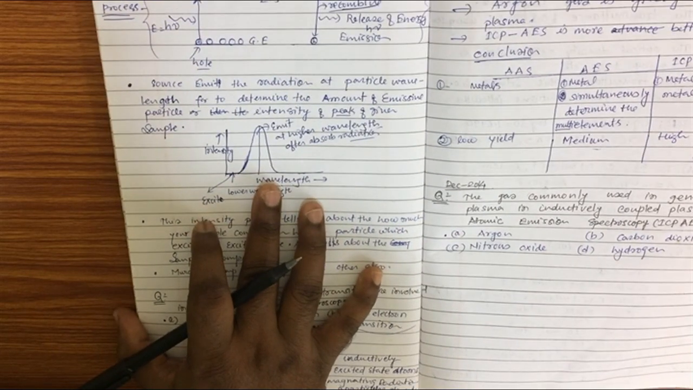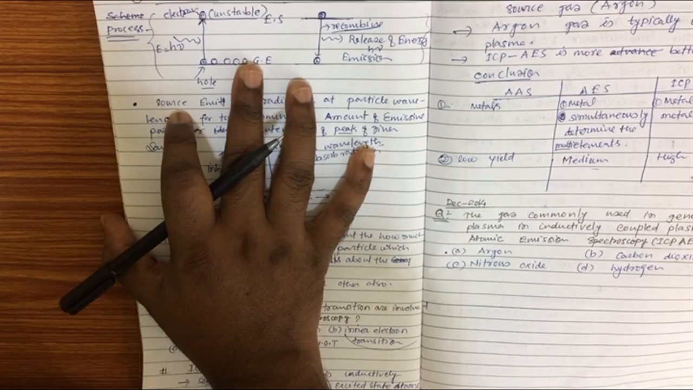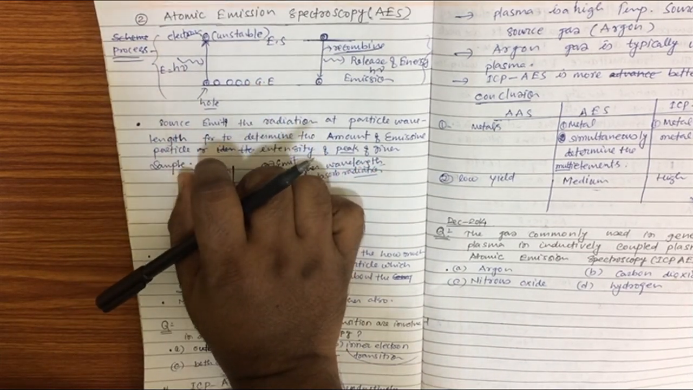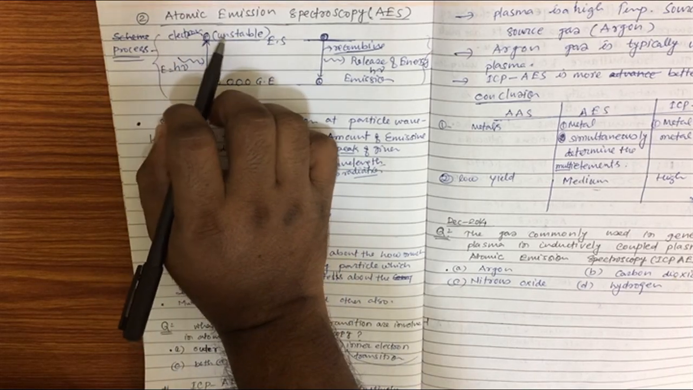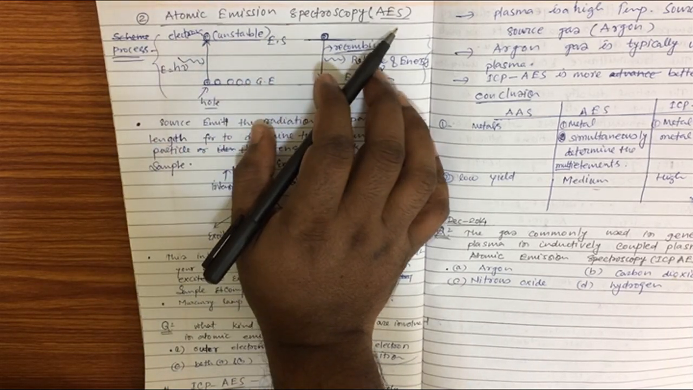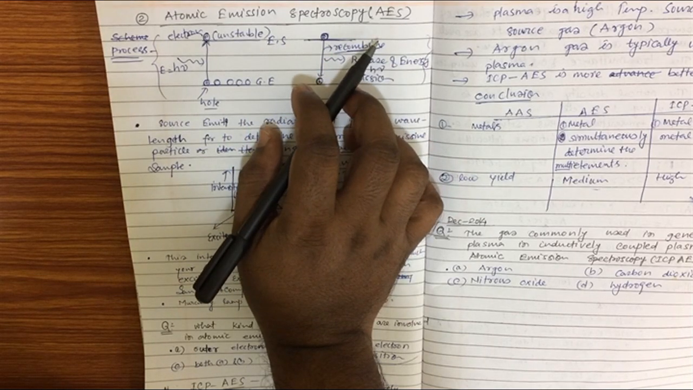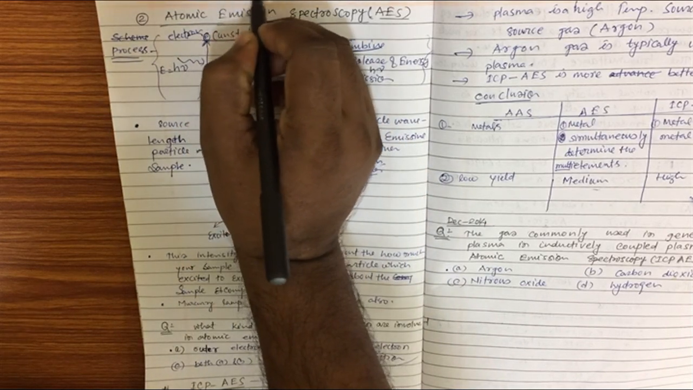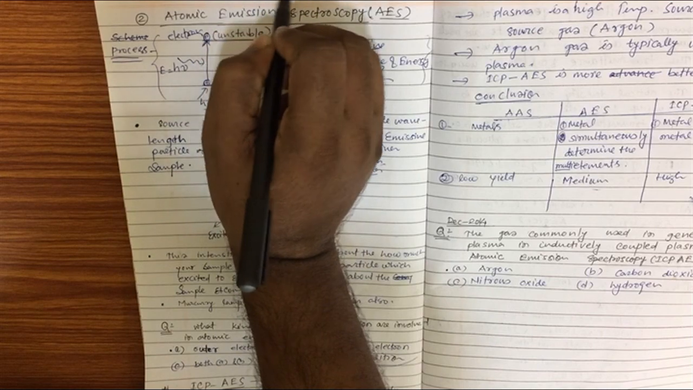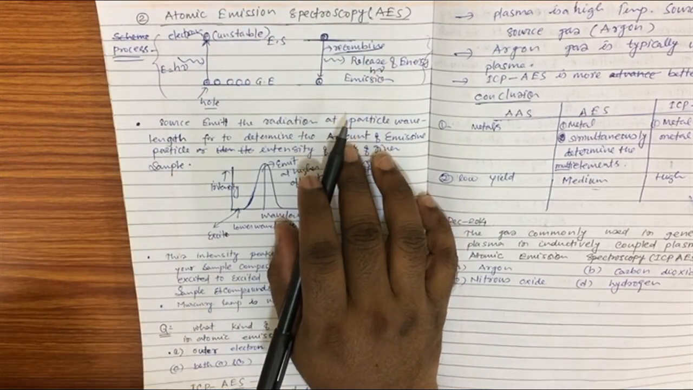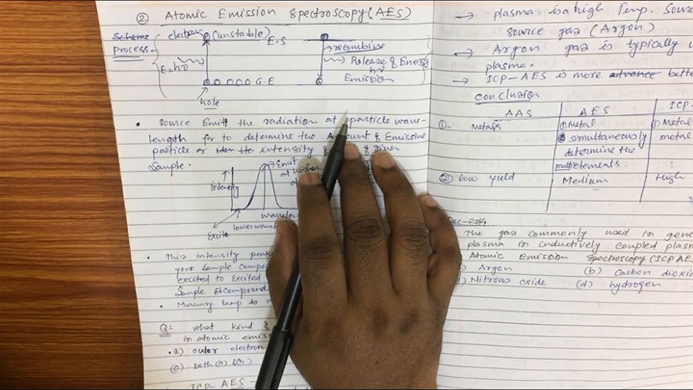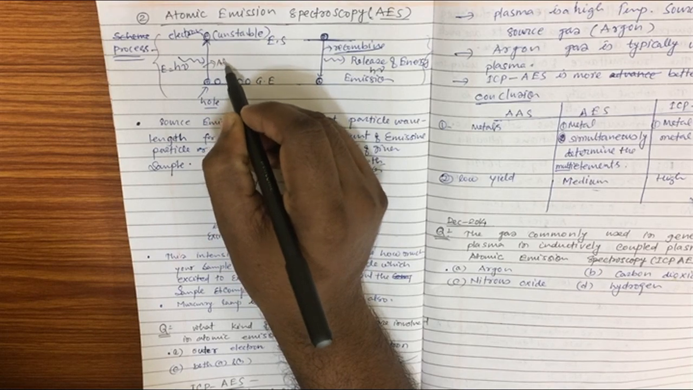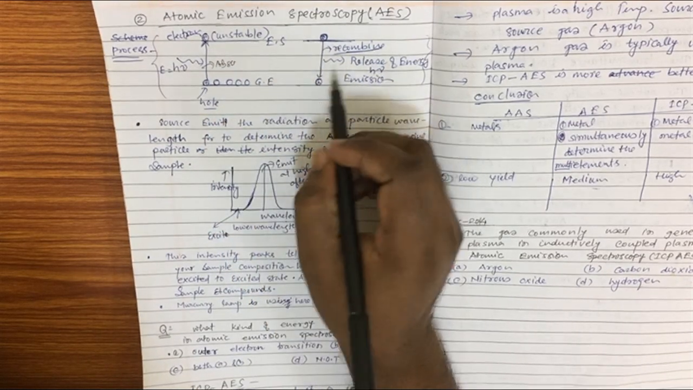Now I will discuss a little bit about the second topic, atomic emission spectroscopy. So what is atomic emission spectroscopy? This is the absorption process and this is the emission process.